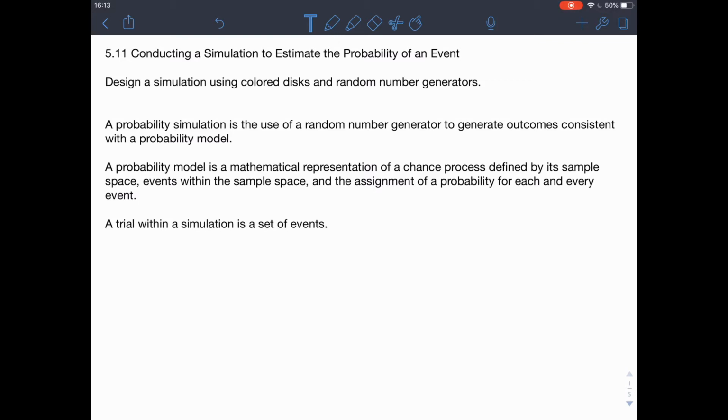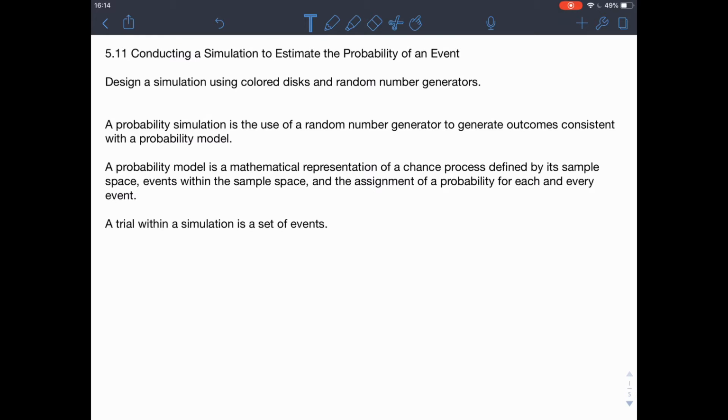and simulation. Before we get started, we are going to be talking about simulations and models here. So a probability simulation is the use of a random number generator to generate outcomes consistent with a probability model. So we're just sort of representing what could really happen in our simulation. A probability model is a mathematical representation of a chance process defined by its sample space, events within the sample space, and the assignment of a probability for each and every event.